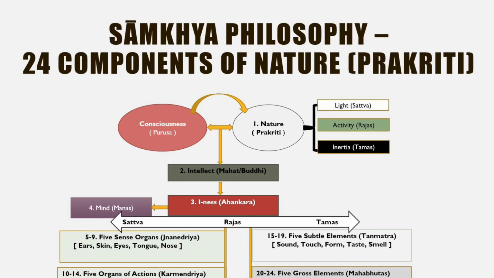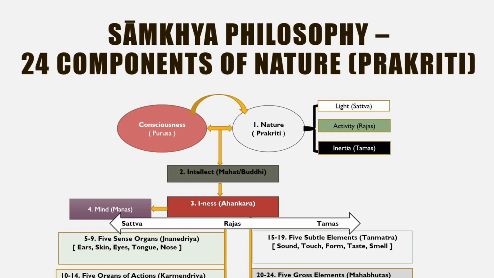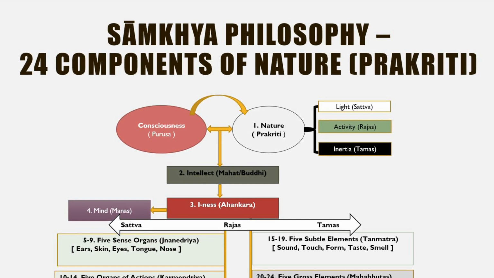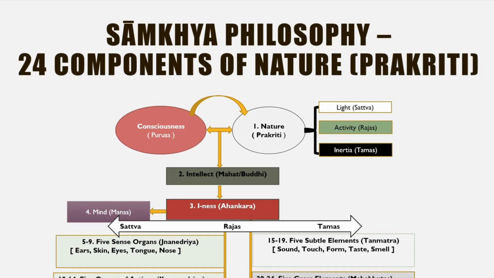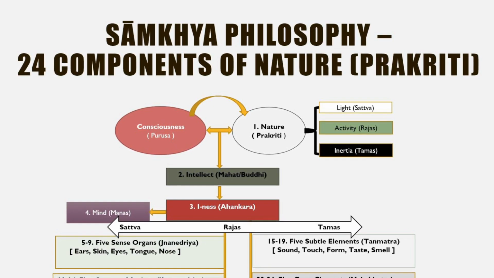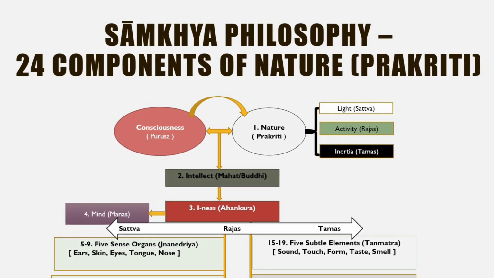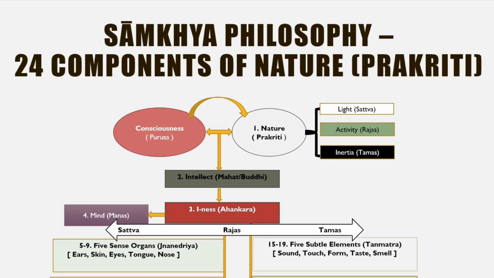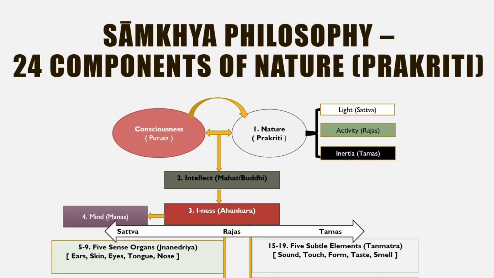So the very first thing which is born out of this unequilibrium state is the Mahat, the cosmic intelligence. And on an individual level, it is called the Buddhi or intellect. Out of that, the next thing born is Ahankara, or you can call it I-amness or false ego.